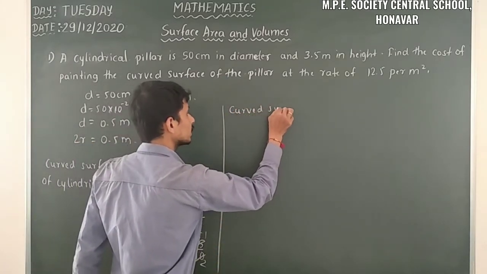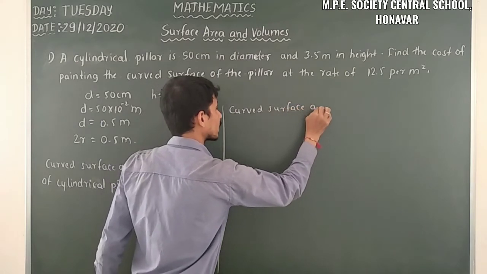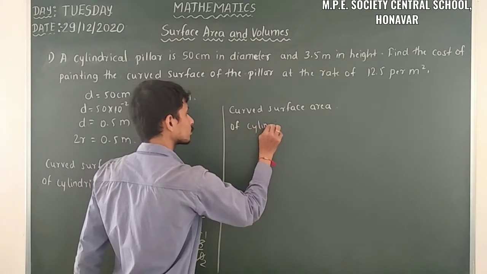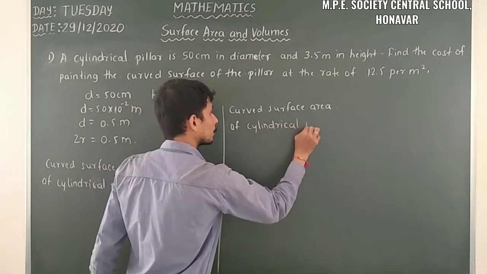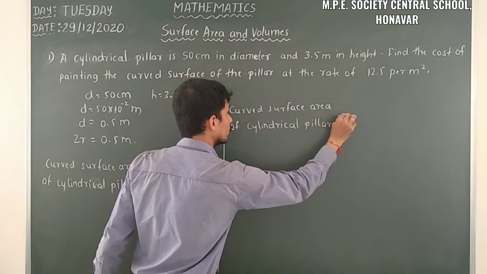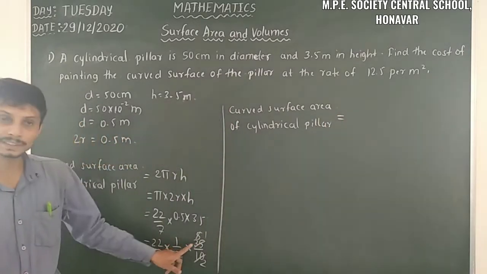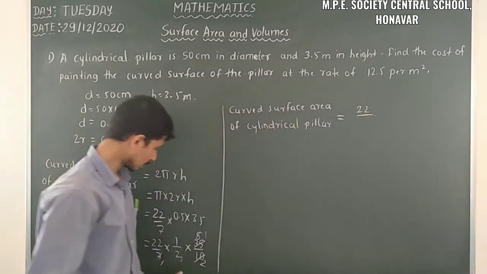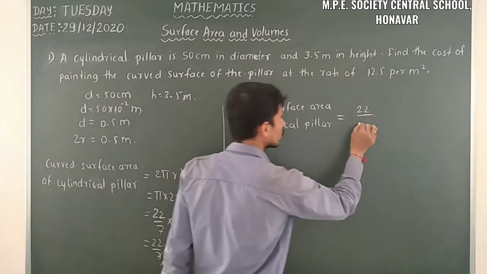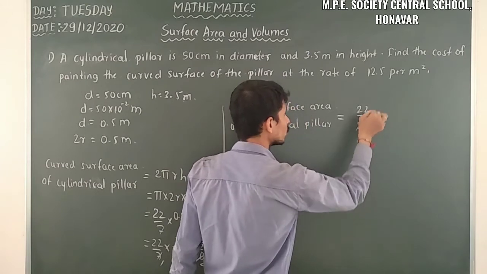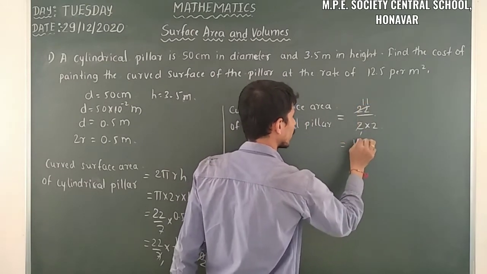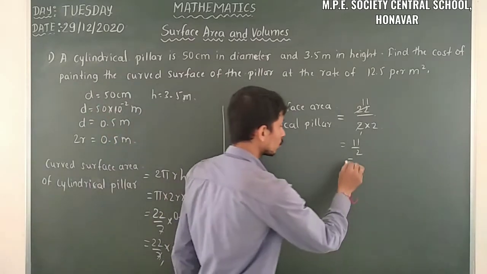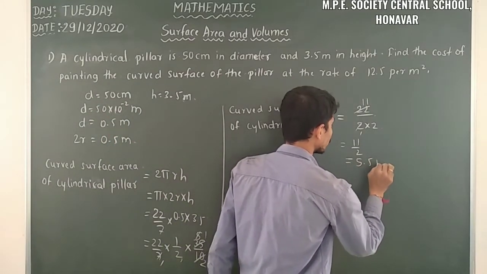Curved surface area of the cylindrical pillar is equal to, in the numerator what remains here is only 22, and here 2 into 2, so 2 into 1 and 2 into 11, it is equal to 11 by 2. So what is the half of this 11? It is equal to 5.5 meter square.